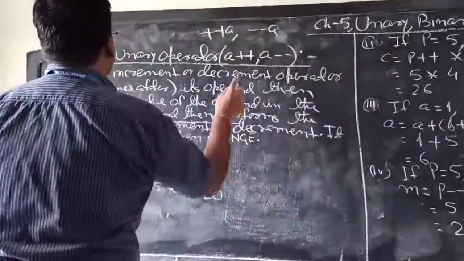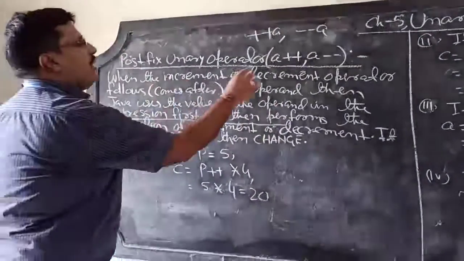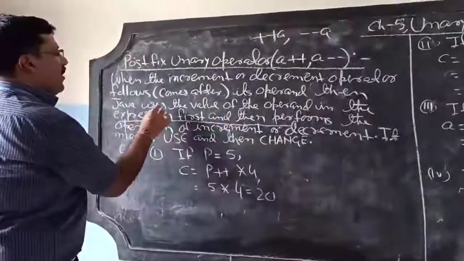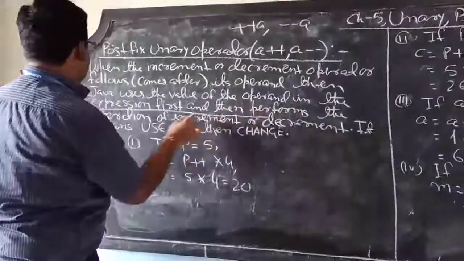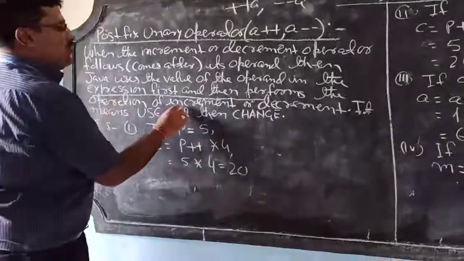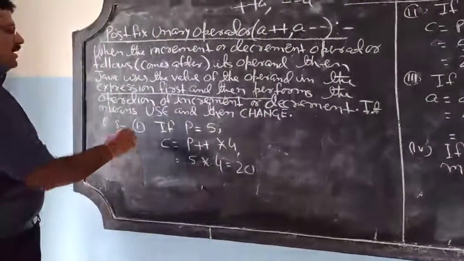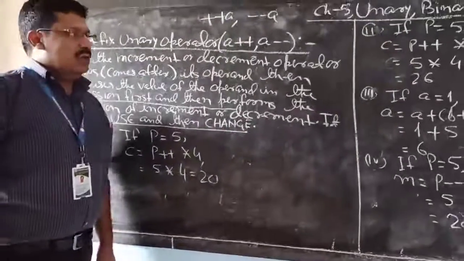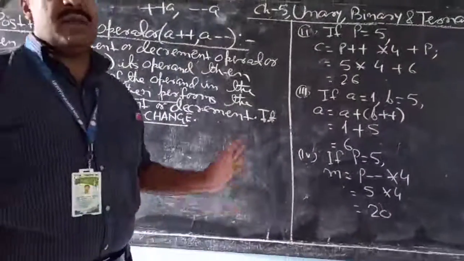Okay, so once again, see the definition. When the increment or decrement operator follows its operand, then Java uses the value of the operand in the expression first and then performs the operation of increment or decrement, and it means use and then change. Now let us discuss some examples.